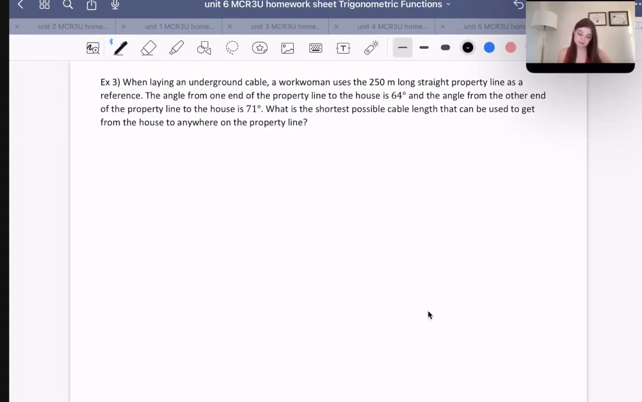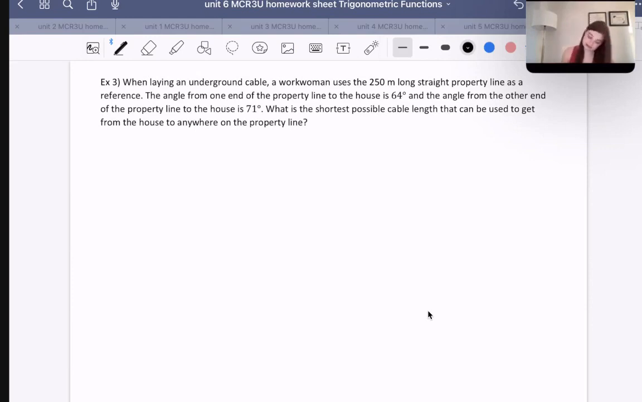All right, this one says, when laying an underground cable, a workwoman uses a 250 meters long straight property line as a reference. The angle from one end of the property line to the house is 64 degrees, and the angle from the other end of the property line to the house is 71 degrees. What is the shortest possible cable length that can be used to get from the house to anywhere on the property line? Okay, so first of all, let's draw a picture for this.